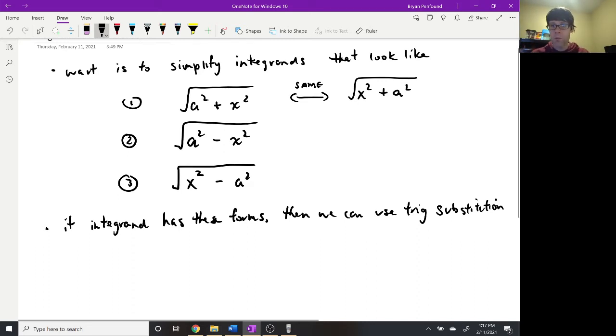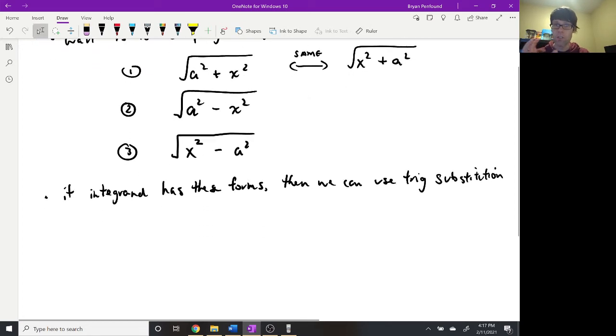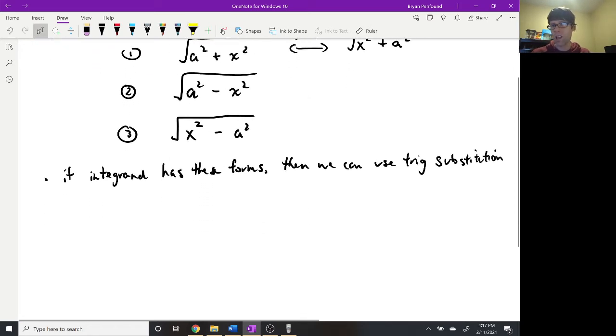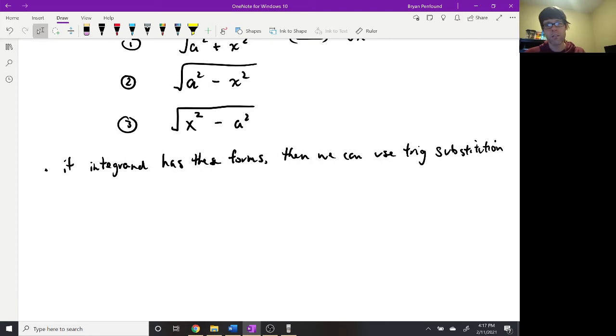So it is a substitution, so we're going to do a change of variables. It's just a special class. It's going to feel a little bit different than our usual substitution.